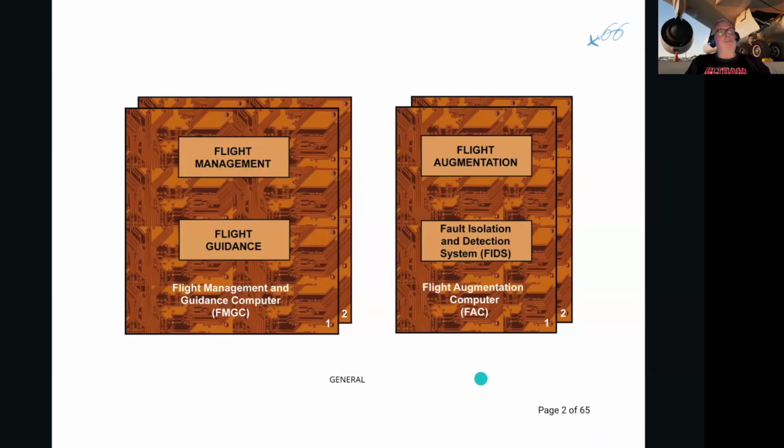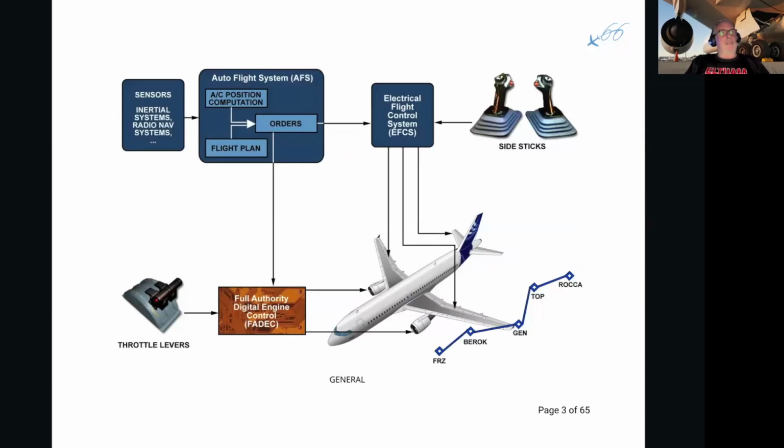So we have two sets of computers, the flight augmentation computers, and we'll look into them in a minute, and the flight management and guidance computers. As you can see from the name, they do short-term and long-term navigation, and they're basically the flight control computers for the autopilot system. Here we can see the auto thrust is part of the autopilot as well.